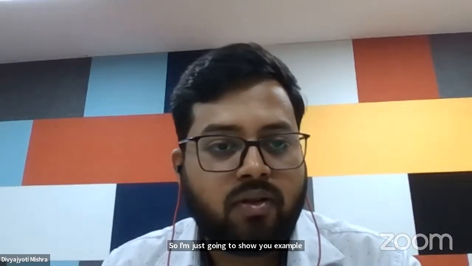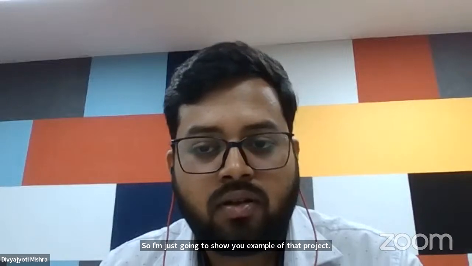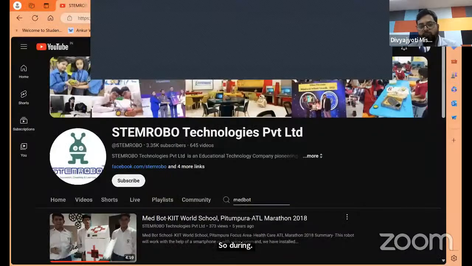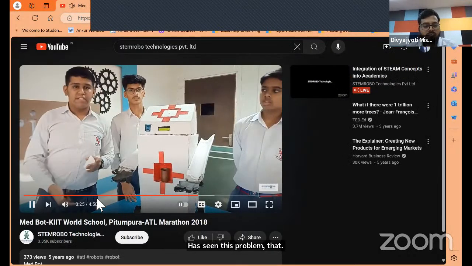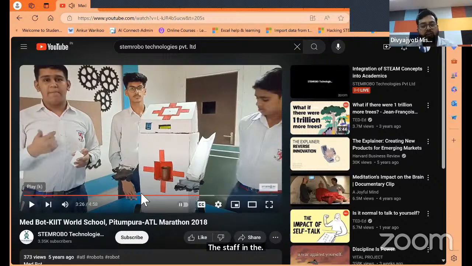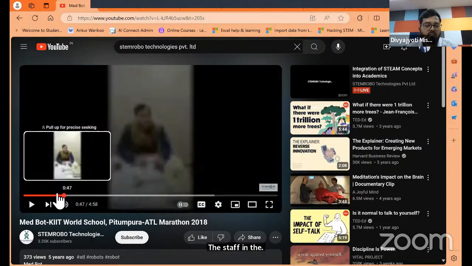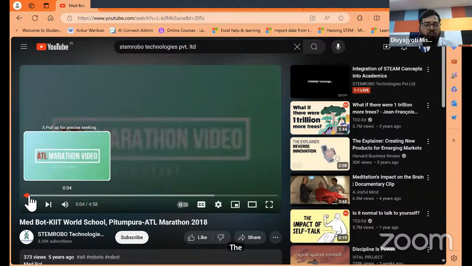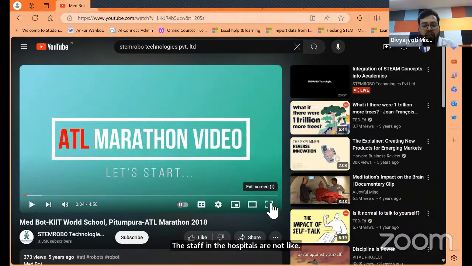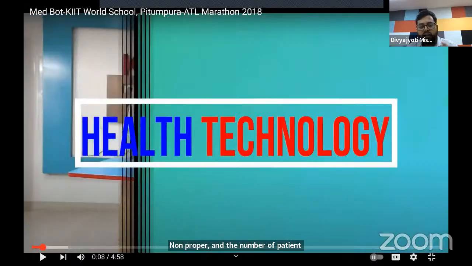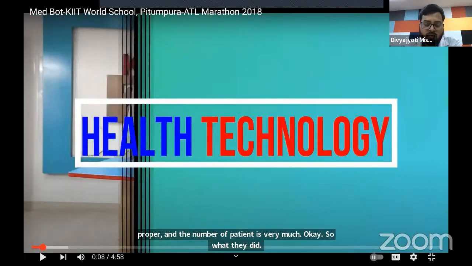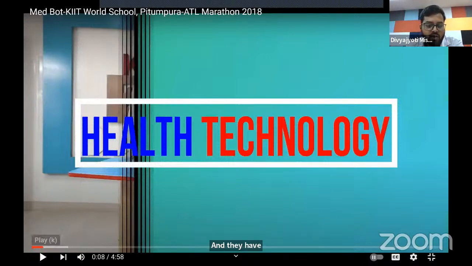So during COVID time, one of our school students has seen this problem that the staff in the hospitals are not proper, and the number of patient is very much. Okay, so what they did, they taken health and technology as a problem statement, and they have analyzed this problem. They even visited a local hospital where they have done research.